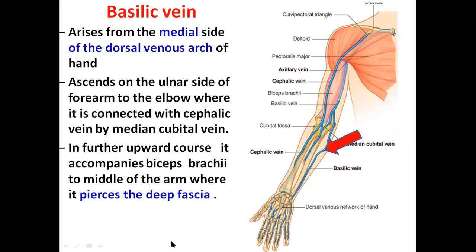Now, let us talk about basilic vein. We know it has started from the medial aspect of the dorsal venous arch, isn't it? Then you can see it moving on the ulnar side of the forearm up to the elbow. And right in front of the elbow, it is connected to the cephalic vein by means of this oblique vein. What is the name of this oblique vein? This is median cubital vein. Connecting the basilic and cephalic, we have median cubital vein.